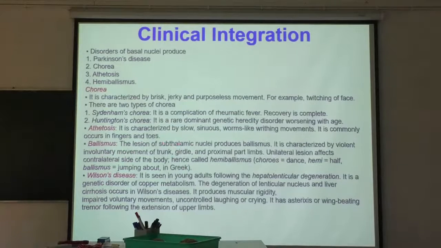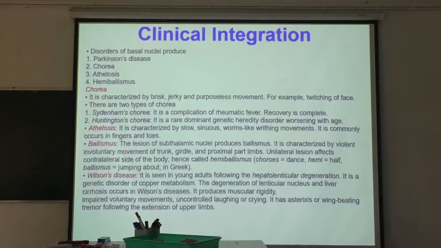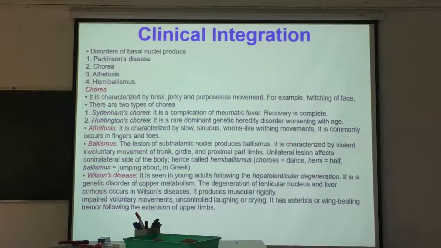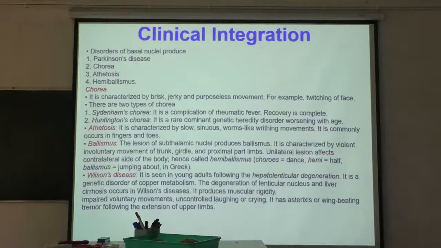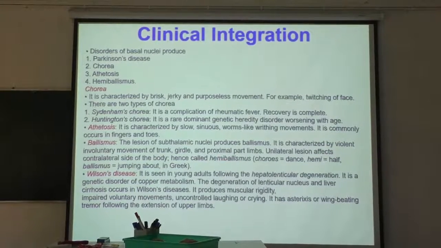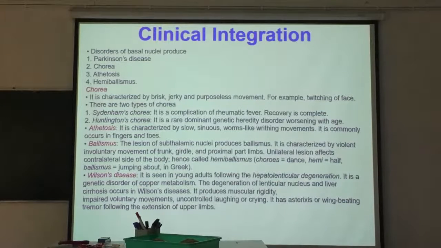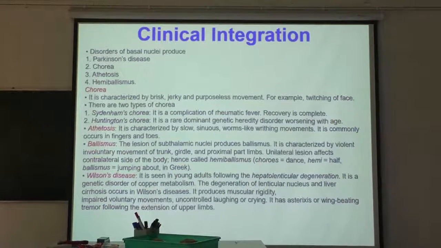The lesion of subthalamic nuclei produces ballismus. It is characterized by violent involuntary movement of trunk, girdle and proximal part of the limbs. Unilateral lesion affects the contralateral side of the body, hence called hemiballismus. Okay. Chorea is dance, hemi means half, ballismus is jumping about. These words are coming from Greek. That's why it is known as hemiballismus.